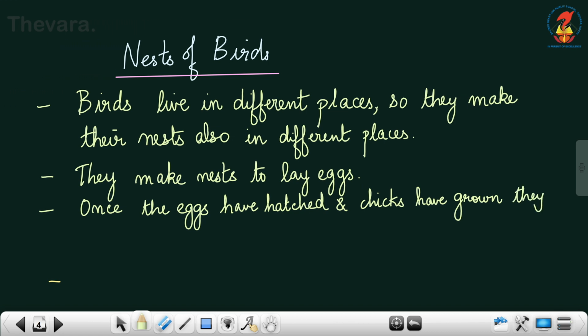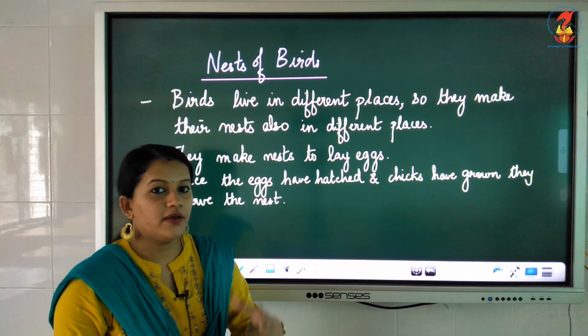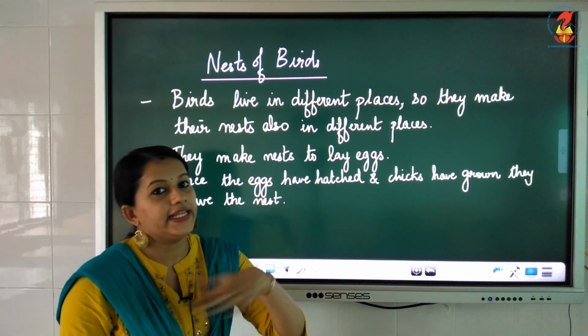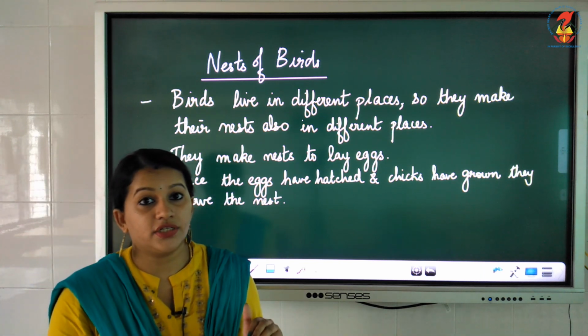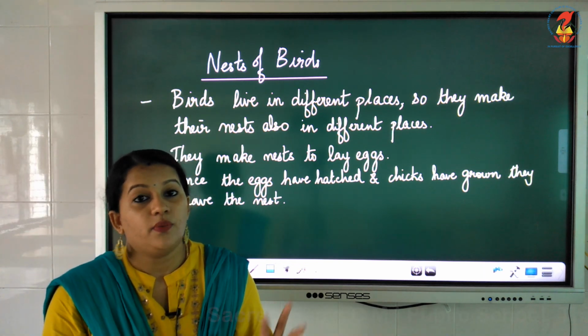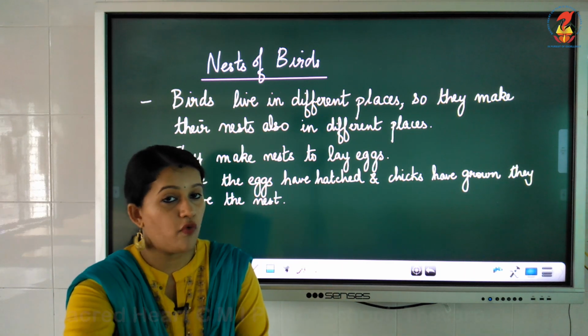Once the chicks have grown, they leave the nest. Chicks means the young birds, or the young ones of the birds. And in order for the egg to hatch, children, one of the birds will be sitting over those eggs so that the eggs get enough warmth.